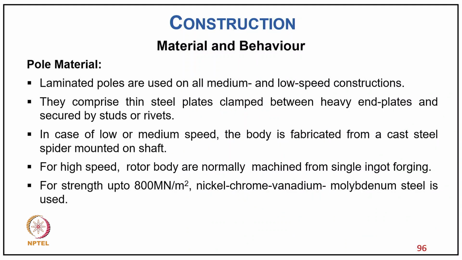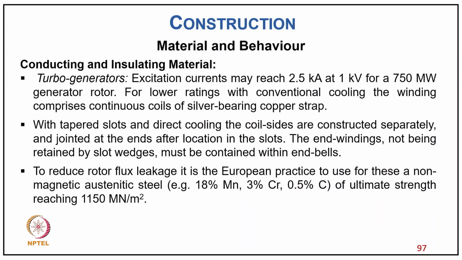And now pole material. Laminated poles are used on all medium and low speed construction, and they comprise thin steel plates clamped between heavy end plates and secured by studs and or rivets. In the case of low and medium speed, the body is fabricated from a cast steel spider mounted on the shaft. For high speed, the rotor body is normally machined from a single ingot forging, and for strength up to 800 meganewton per meter square, nickel chromium vanadium molybdenum steel is used.